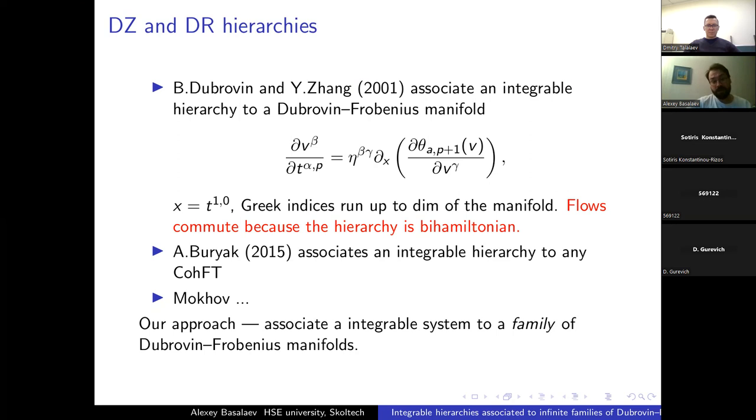And there are even several constructions. The most important of them are the so-called DZ hierarchies, by Dubrovin-Zhang, and DR hierarchies, the double ramification hierarchy introduced by Sasha Buryak. So these are, in general, different constructions that both associate an integrable hierarchy to a Dubrovin-Frobenius manifold. What it means to be integrable in both cases is a different thing. In particular, for Dubrovin-Zhang, that means that you have two commuting Poisson brackets.